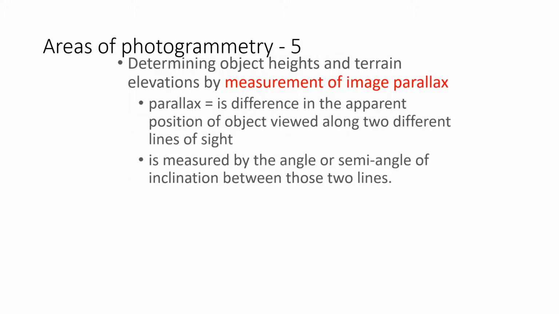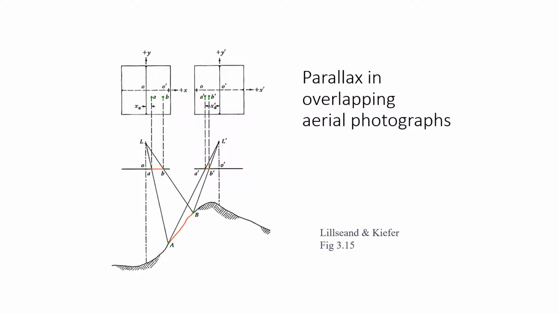And so we can also use this for terrain, and we can do it by using something called parallax. Parallax is the difference in the apparent position of an object viewed along two different lines of sight. It's measured as an angle, the semi-angle of inclination between the two lines. Like this. So the stuff I was talking about earlier about measuring, now you've got two images and you start to do this.